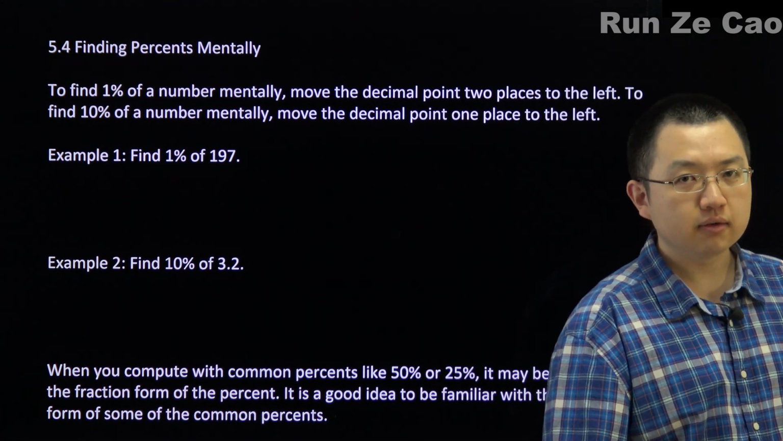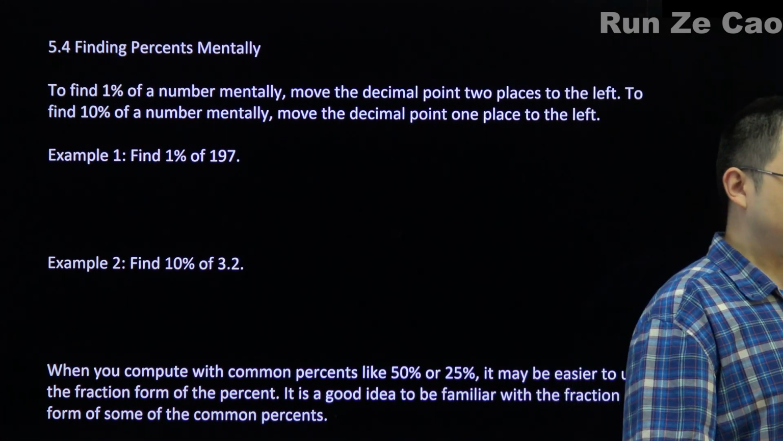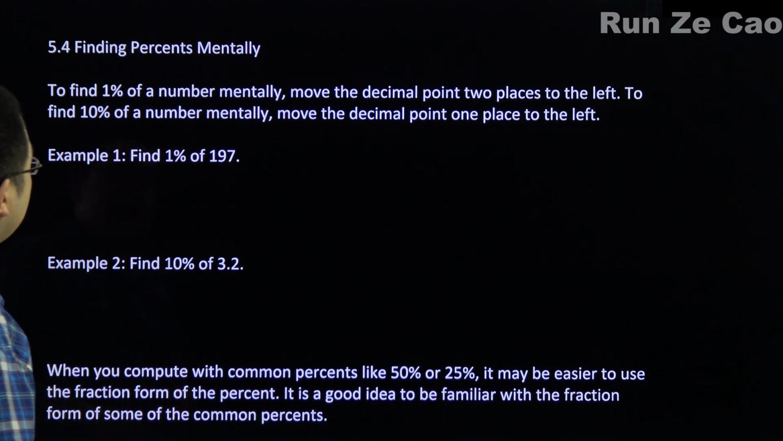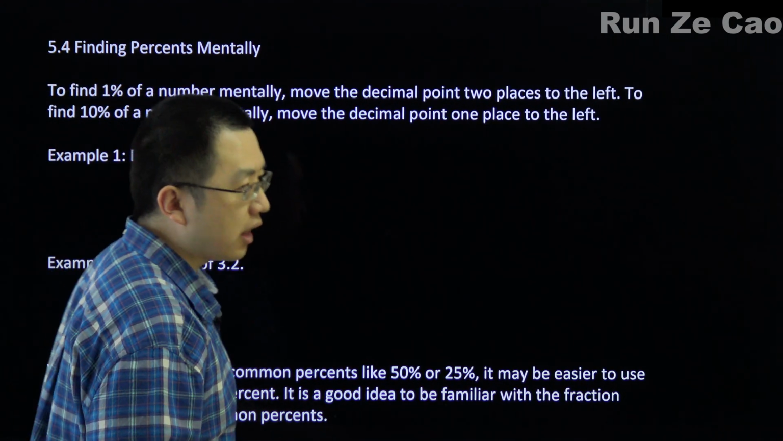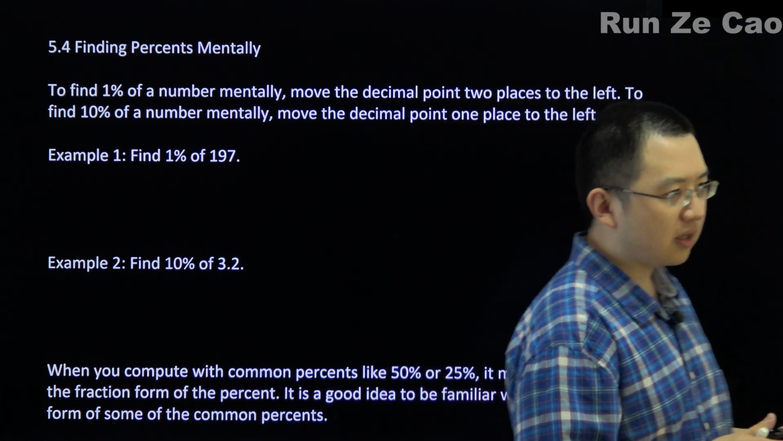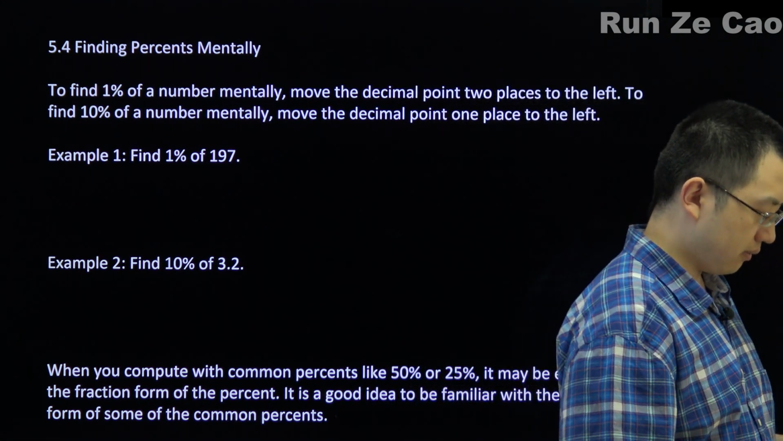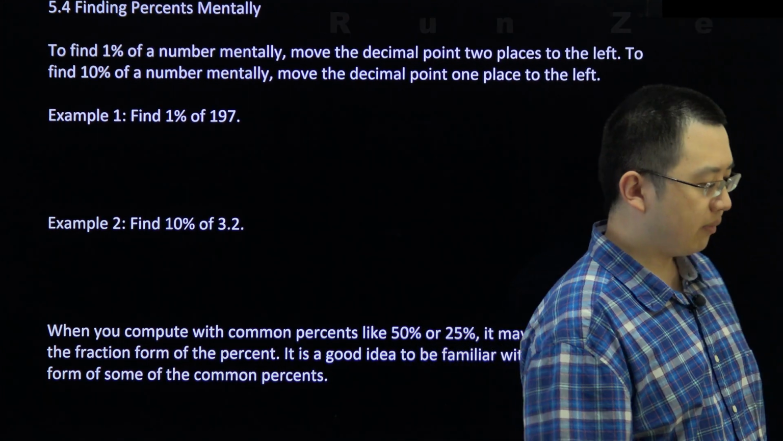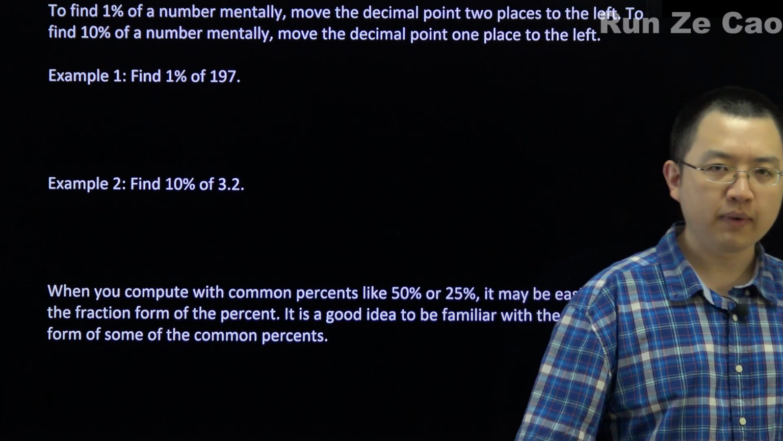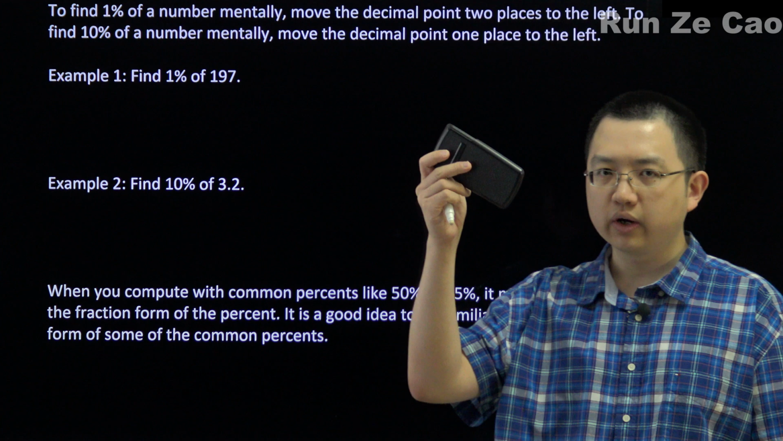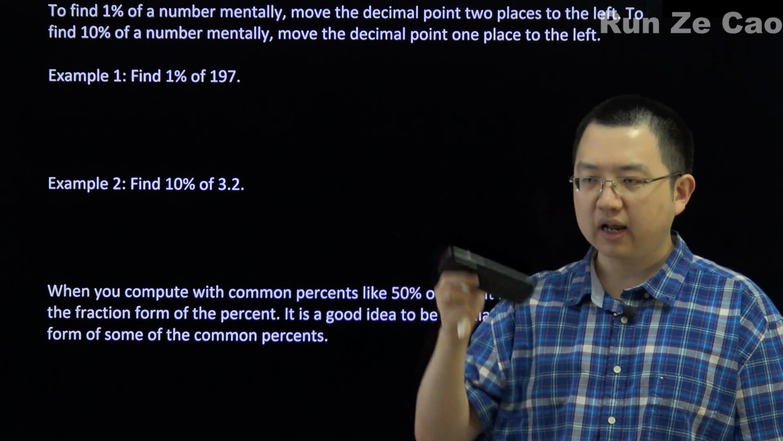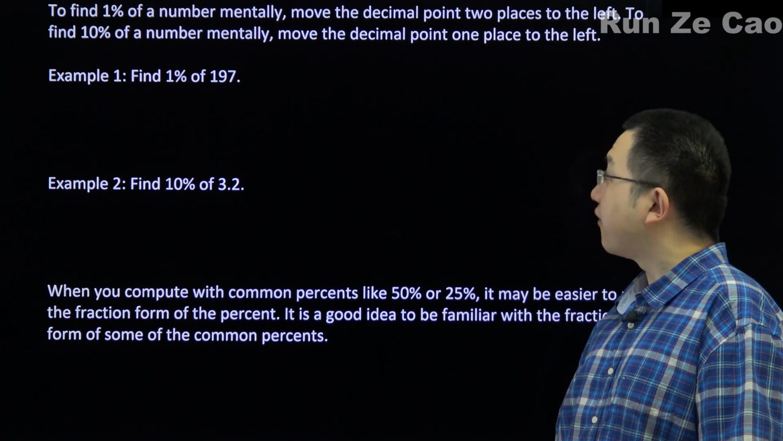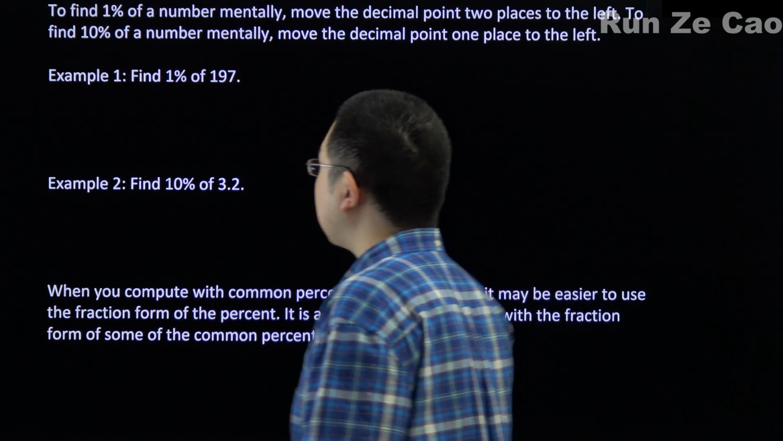Finding percent mentally. Mental math OP, please nerf. So, to find 1% of a number mentally, move the decimal point 2 places to the left. To find 10% of a number mentally, it's 1/10, so you move the decimal point 1 place to the left. Unfortunately for everybody involved, the math curriculum in North America generally does, in fact, nerf mental math by introducing kids to calculators way too early and not enforcing enough practice on them to find hundredths or tenths very, very easily and basically instinctively.